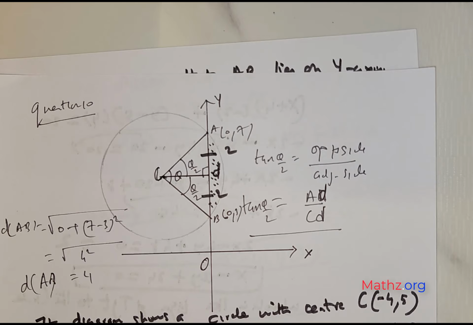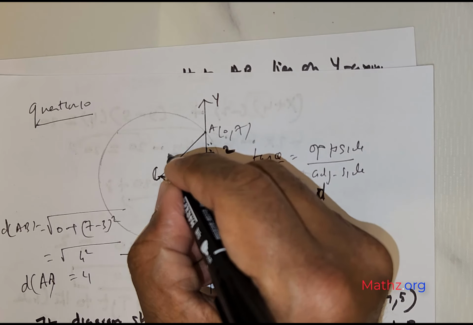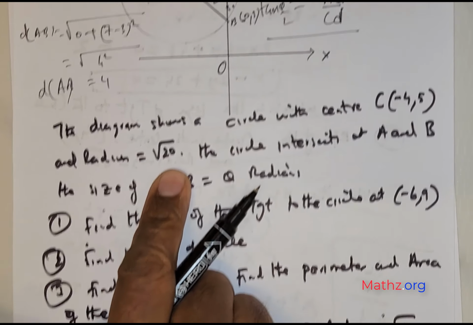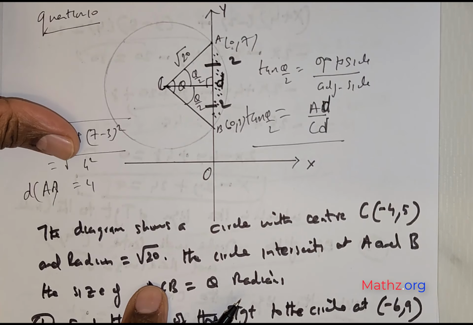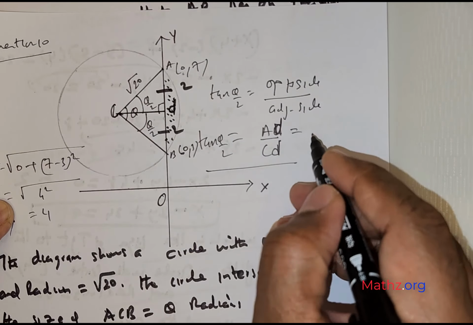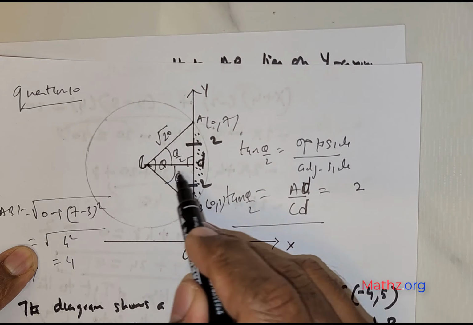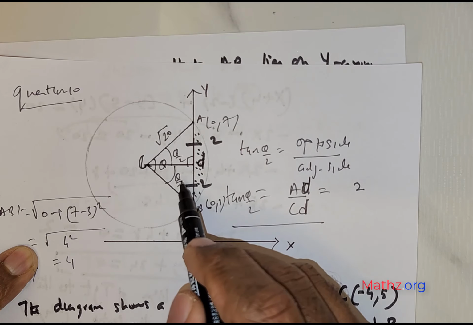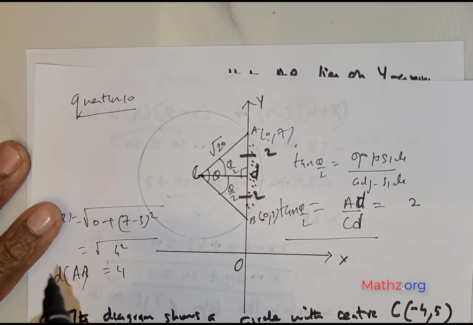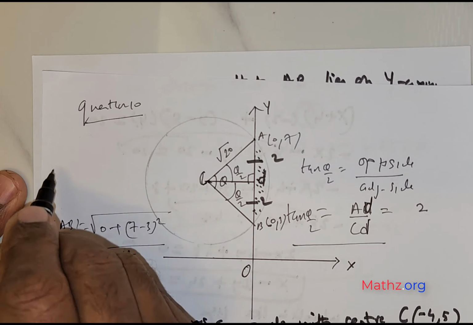Now we already got the radius, right? The radius is root of 20. That's given in the question. You see here, this is actually root of 20. So having got that, we now have the values. Tan theta over 2 is going to be 2 over something. This part is 2, but we have to get this part. I want to get this part, so for that we need to use the Pythagoras rule. So I'm going to state here that CD is required.